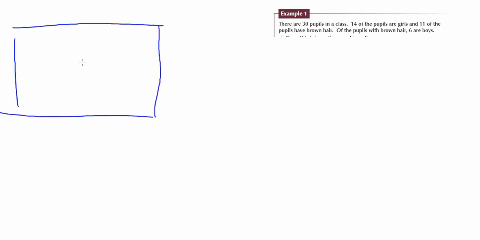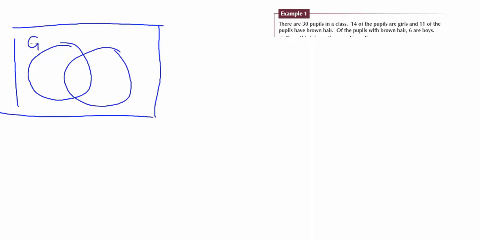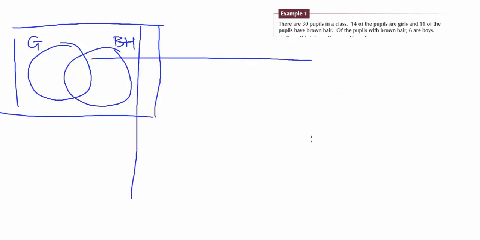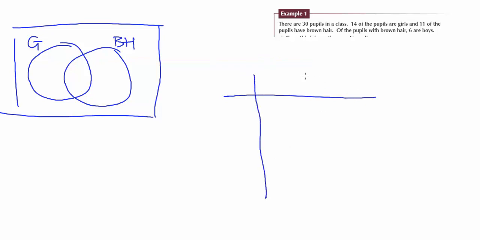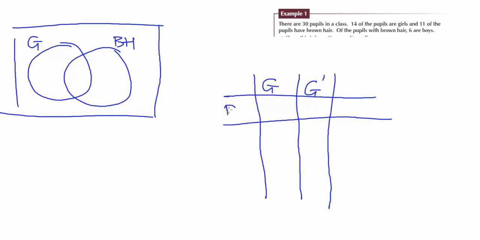Okay, so do you remember what it says? Like there's 30 pupils in a class and you've got the brown hair and stuff. So you do one for girls and you do one for brown hair. The way you do two-way tables is you're going to do a two-way table, okay? And on the top row, you're going to do girls and not girls, okay? And across here, you're going to take the other one. So brown hair and not brown hair.